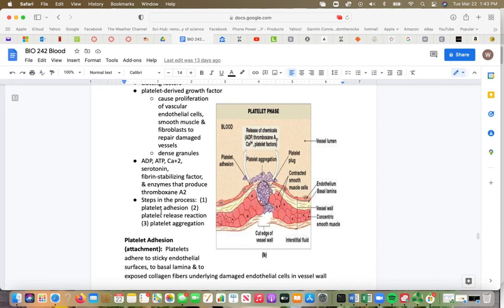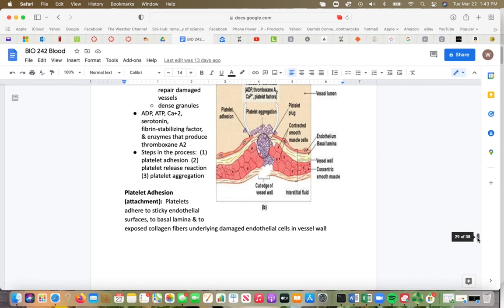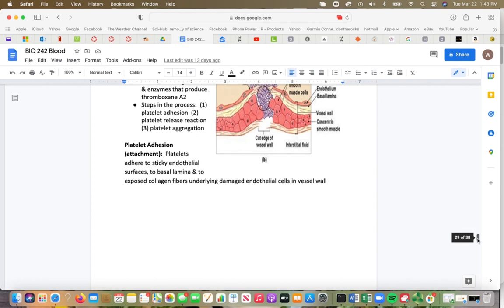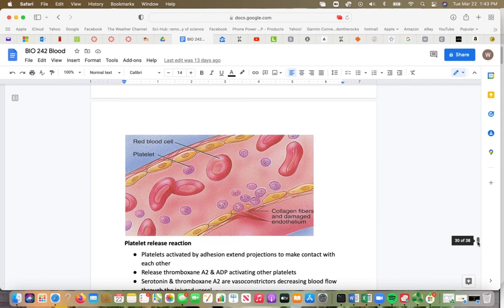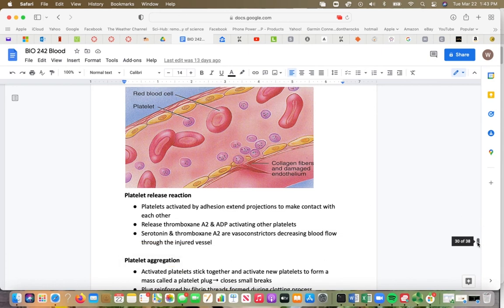So we have your 3 steps: the platelet adhesion, where they're going to become sticky, the release reaction to call more of them into the area, and then they will aggregate and form your clump or plug. So during platelet adhesion, platelets adhere to the sticky endothelial surfaces and the basal lamina, and to exposed collagen fibers underlying damaged endothelial cells in the vessel wall. So here are some damaged collagen fibers that those platelets are going to want to stick to. The platelet release reaction.